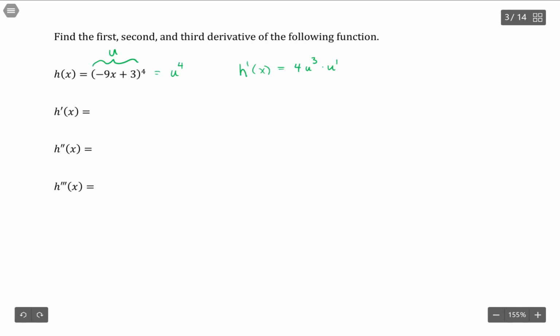So simplifying here, just walking through the process, this would be 4 times negative 9x plus 3 to the third power times negative 9. And since we're going to do another derivative, it's a great idea to go ahead and simplify this. So 4 times negative 9 would be negative 36 times negative 9x plus 3 to the third power.